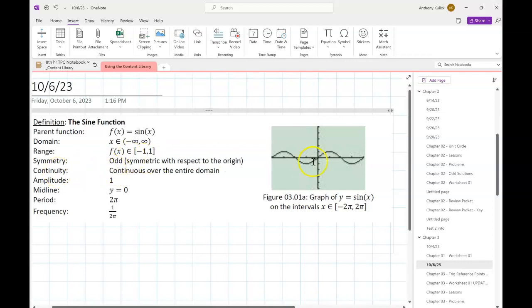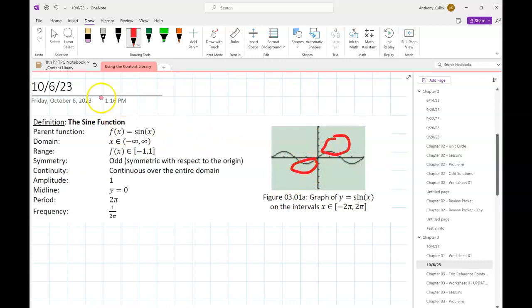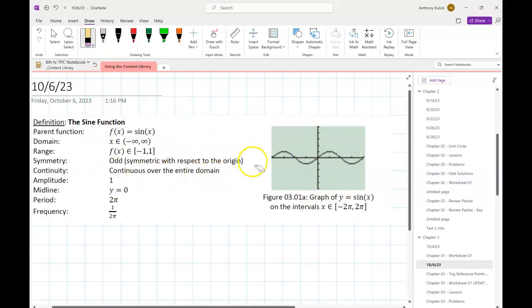We say that this has odd symmetry. If you remember from chapter 1, if I compared kitty corner across the origin and the function was the same, that was what odd functions looked like. So we can see that that has odd symmetry. We say this is continuous because if I draw the graph, I can do it without having to pick up my pencil, right?